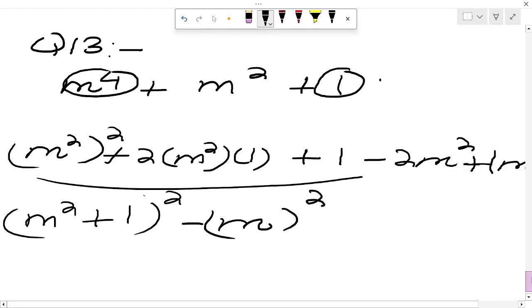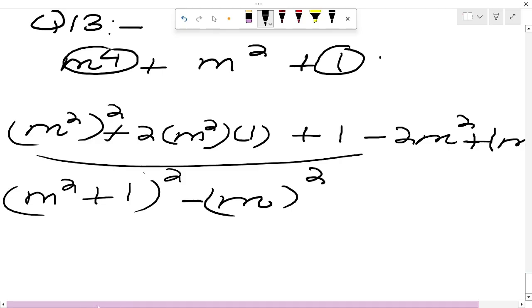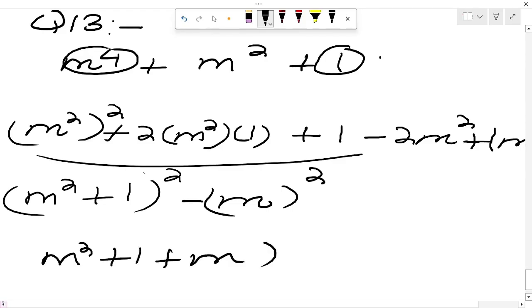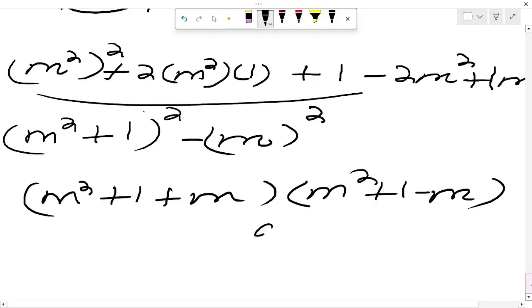Now we need to simplify this into the third formula, which is a square minus b square is equal to a plus b multiplied by a minus b. So m square plus 1 will be added with m, multiplied with m square plus 1 subtracted from m. So this is our final answer.